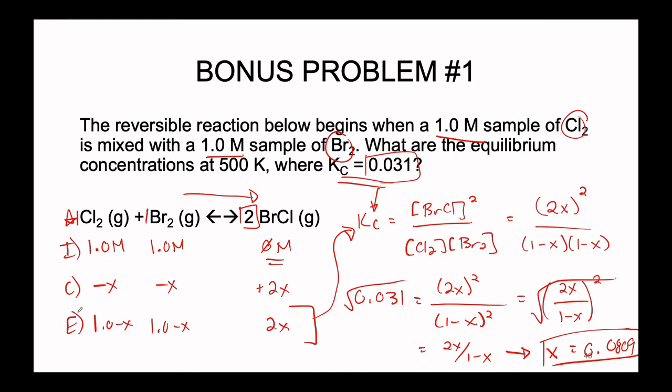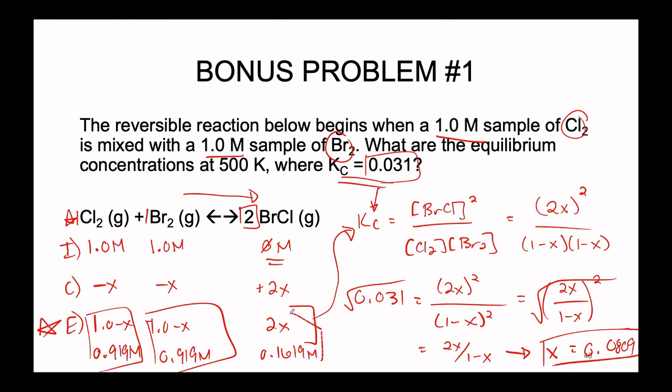Now, this value can be used back in the equilibrium row of our equilibrium table. If we take 1 minus x, we're taking 1 minus that 0.0809. And what this gives us is an equilibrium concentration of our chlorine that is equal to 0.919 molar, as well as our bromine being equal to 0.919 molar. Just to box these off so it's a little bit easier. And for our product, we're going to take 2 times what our x is, which is going to be equal to 0.1619 molar. There. So now we have our equilibrium concentrations both for reactant and product in a fraction of the time.